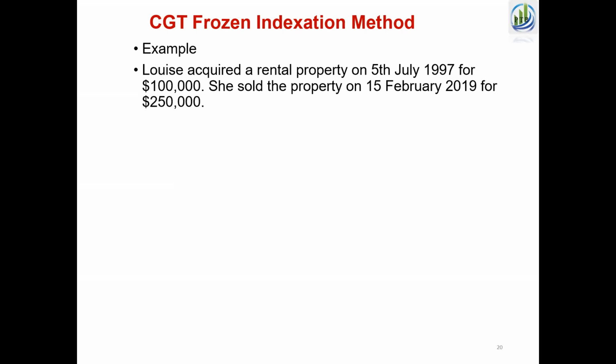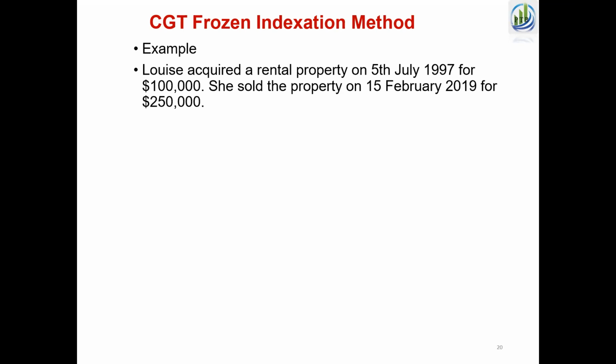Two criteria. Number one, it must be purchased before 21st of September 1999. Yes, 5th of July 1997 is before that date, so the first criteria is ticked. Second, you must hold the asset more than 12 months. How long did she hold it? She bought it in 1997 and sold it in 2019, so more than 2.5 years, well over 12 months. So both conditions are satisfied, and we can use the indexation method.